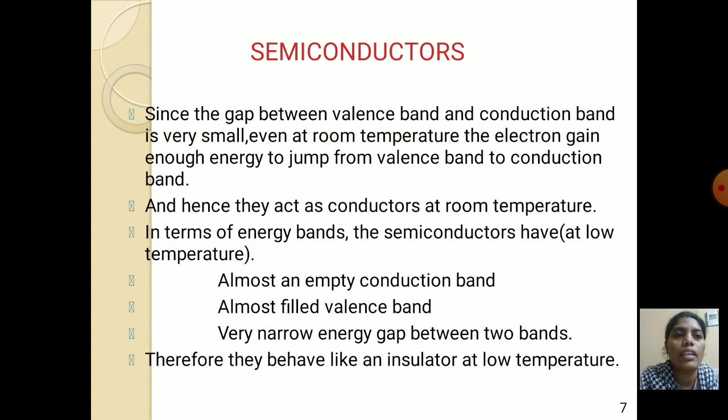Since the gap between valence band and conduction band is very small, even at room temperature, the electrons in valence band gain energy to jump from valence band to conduction band, and hence they act as conductors at room temperature. In terms of energy bands, the semiconductors have an almost empty conduction band, an almost filled valence band, and a very narrow energy gap between the two bands. So at low temperature, they behave like an insulator.